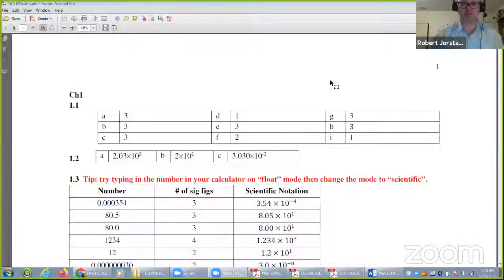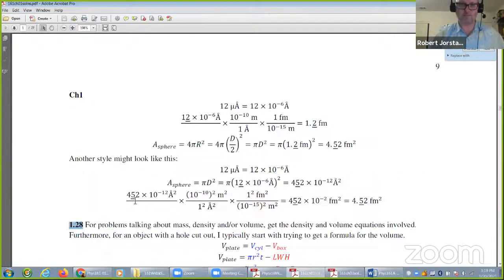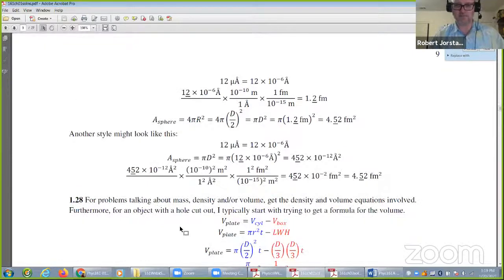So, let me screen share. So here's a trick you could do with the solutions. I want you to waste as little time scrolling as possible. If you hit Control F, you could go to find. And what problem was this? 1.28, I think. I type in the problem number and it usually gets you pretty close.